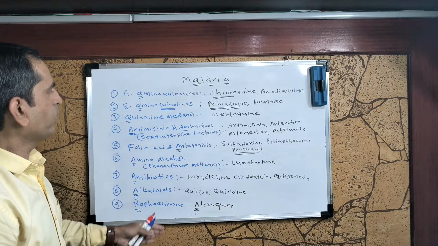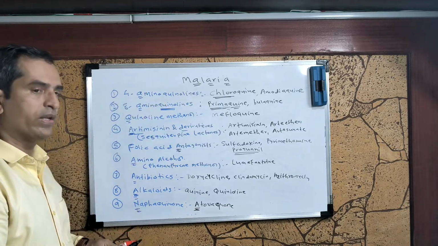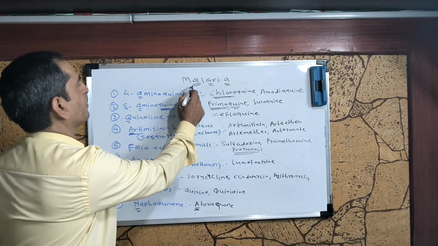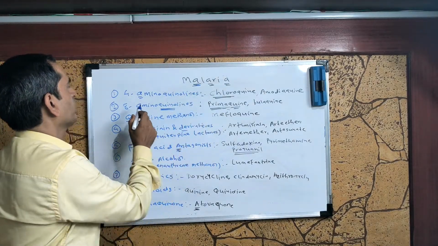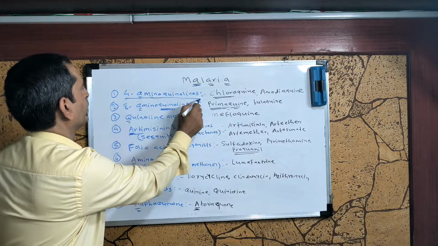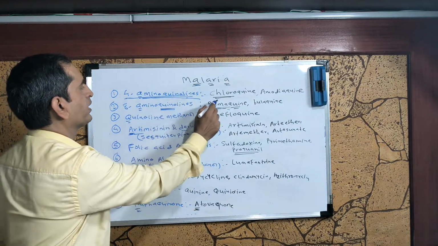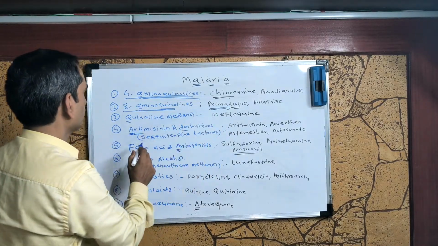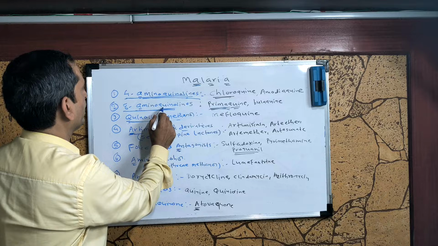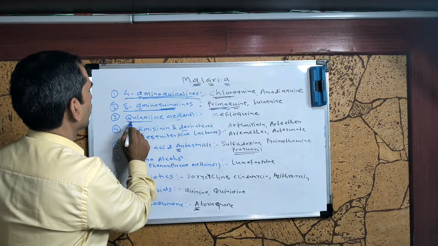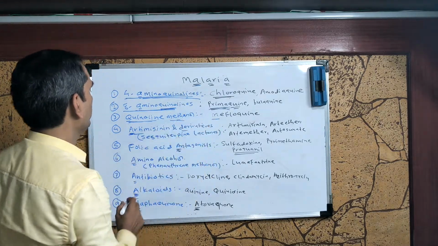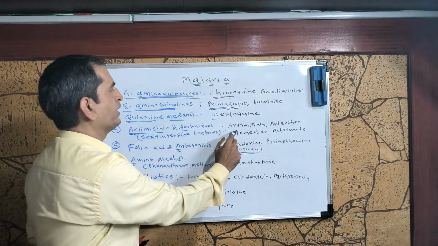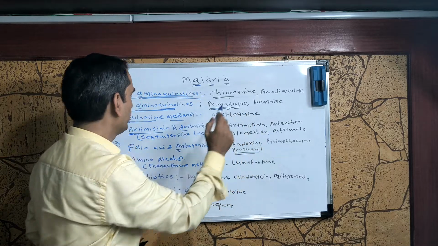So if you look at the classification of antimalarial drugs based on the chemical classification, again I will just repeat, remember the chemical classification with A's. 4 aminoquinolines, example is chloroquine. 8 aminoquinolines, example is primaquine. Quinoline methanol, I have taken the Q from here, quinoline. So quinoline methanol, example is mefloquine. Another A, artemisinin and its derivatives: artemisinin, arteether, artemether, artesunate.